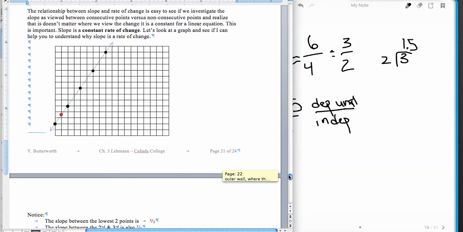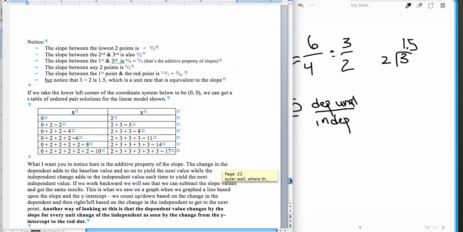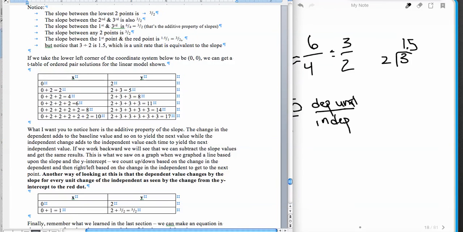So let's go down and take a look at what I've written here about that and the different ways I've shown it. First, we wanted to notice that the slope between the lowest 2 points is 3 halves. The slope between the second and the third is 3 halves, and the first and the third is 6/4, which means that we have 3 halves. That's where the additive property comes in, right? Because we added 3 plus 3 to get 6, and 2 plus 2 to get 4. And then the slope between any 2 points is 3 halves.